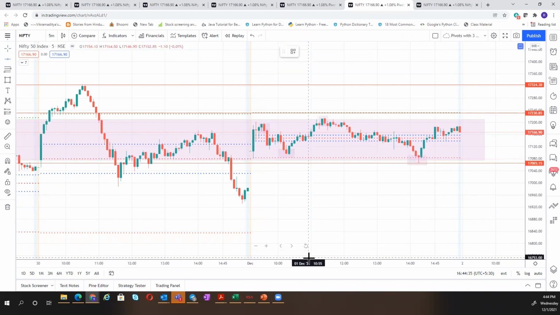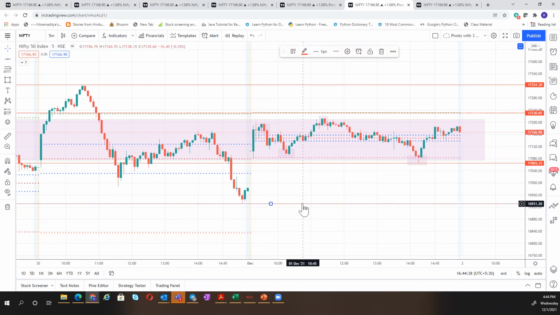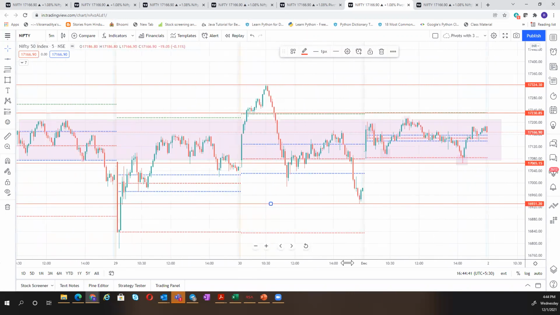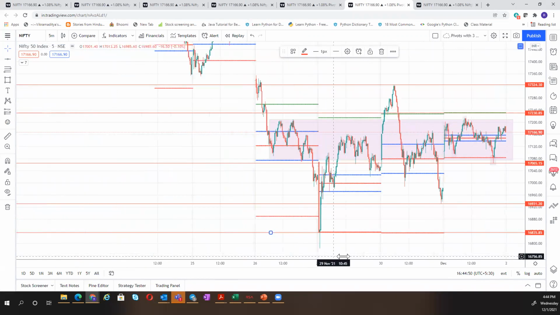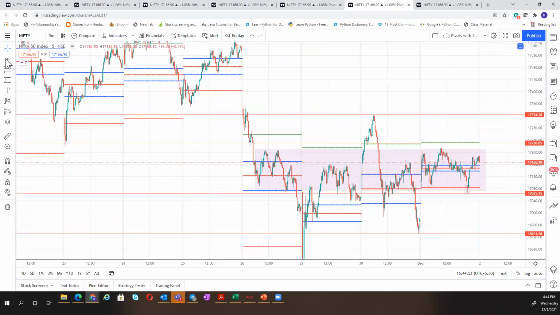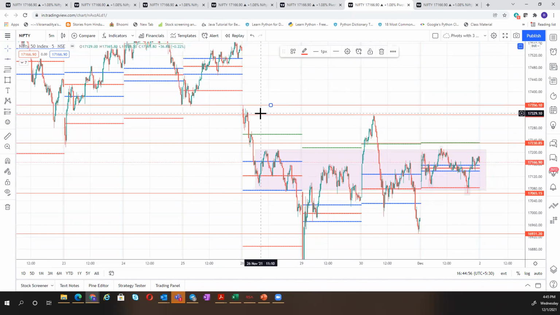If 17,065 is broken, the market will go towards 17,693. And then we have a sharp reversal pin bar. We can keep this one. These are the levels for tomorrow. Do we have any other level? Oh yeah, see, this is a very strong resistance.